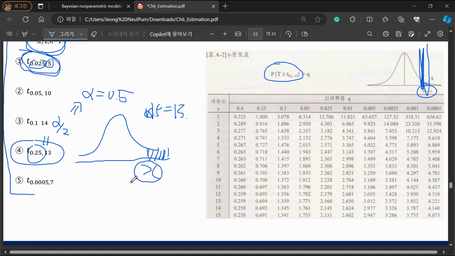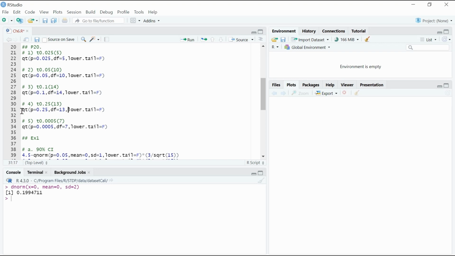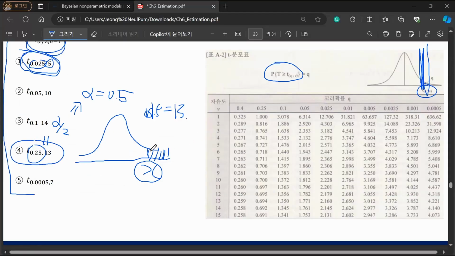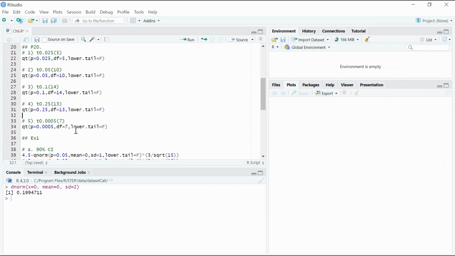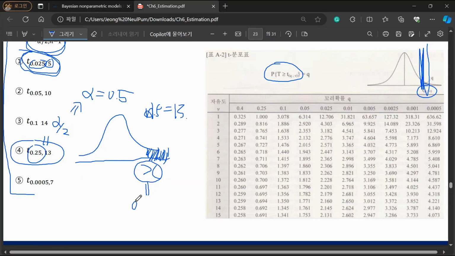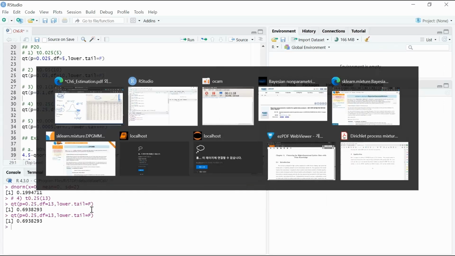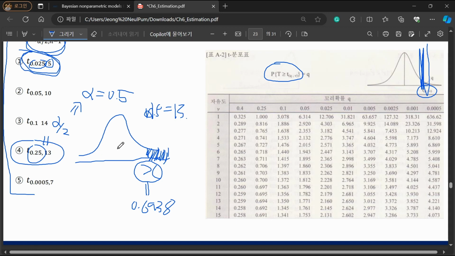So if you want to get the quantitative value when the probability of being more than or equal to our target value is 0.25 with a degree of freedom of 13, to get the answer, we use this code. Our percentage value is 0.25 with the degree of freedom as 13. And because we are getting the right side probability, we have to use the lower tail option as false, not true, in the qt function. So you can see the answer is 0.6938. You can check if it is correct. This probability has to be 0.25. That's it.